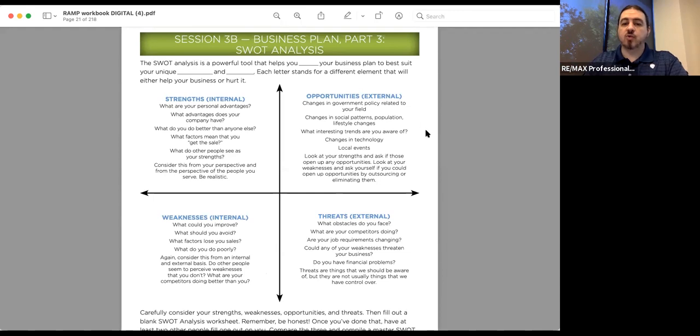Moving to the opportunities column. So again, similar to strengths, but this is looking at it from external factors. Rather than something that's part of your own process or your own personality, what's out there in the marketplace? What's out there in the world that is going to be an opportunity for you to jump on? Some of the examples they have here: changes in government policy related to your field, changes in social patterns, population, lifestyle changes.